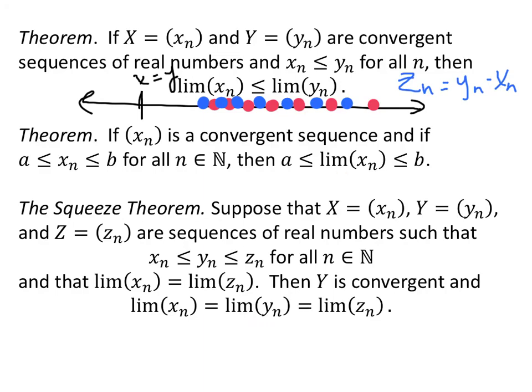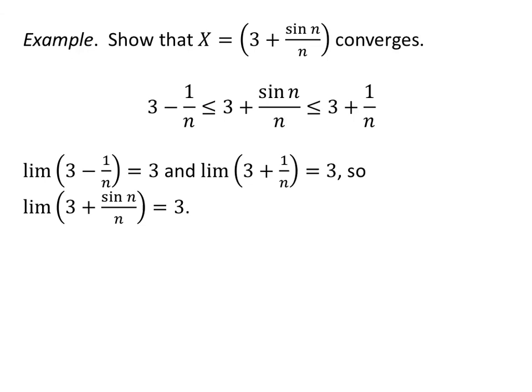We'll give an example of this. I'm going to show that the sequence 3 plus sine of n over n converges. Well, this is sort of like the tip-off that the squeeze theorem might be in order. When you have a sine or a cosine, that tends to happen. I know that sine of n is always greater than or equal to -1. So if I replace sine of n by -1, I'm going to end up with something smaller or maybe equal to that particular value.